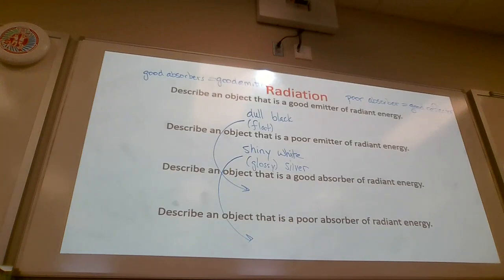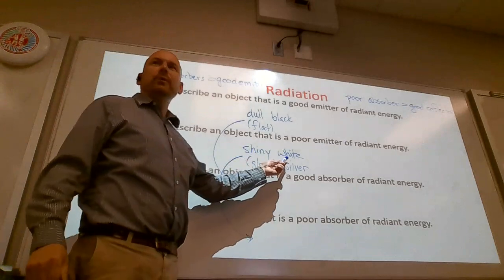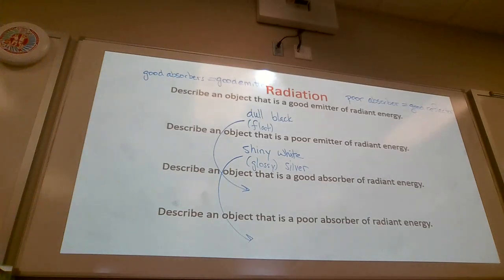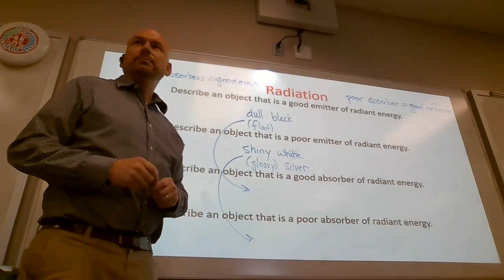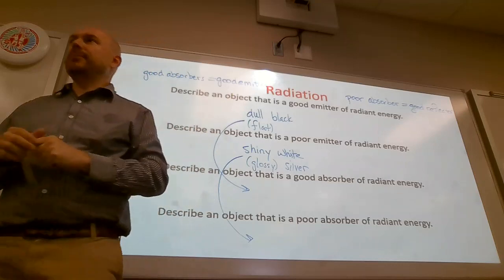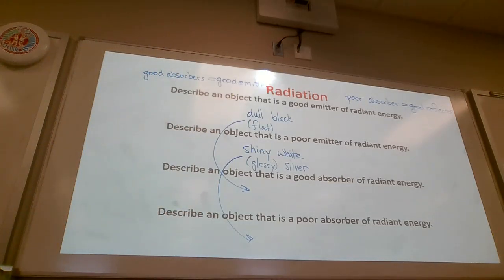If you're a poor absorber, that means you're reflecting. What's reflective? Well, shiny white silver stuff. It reflects light, like visible light, but it also reflects infrared waves. Does that make sense? Versus dull black, it's a good absorber. But if it's a good absorber, that means it's also a good emitter. Good with that?